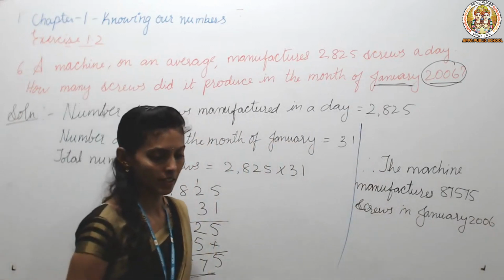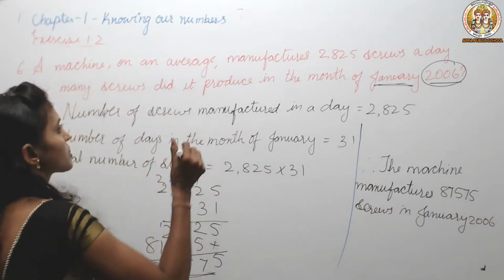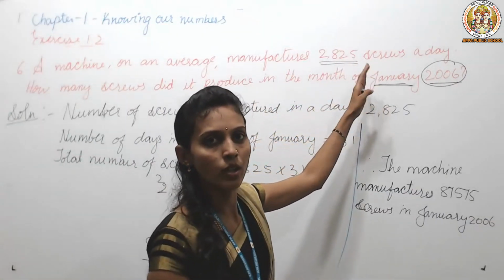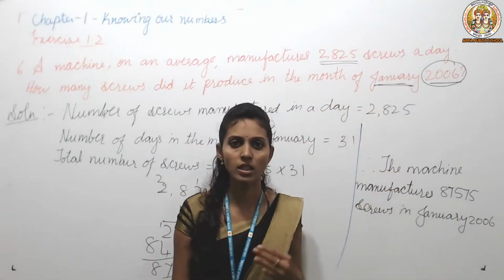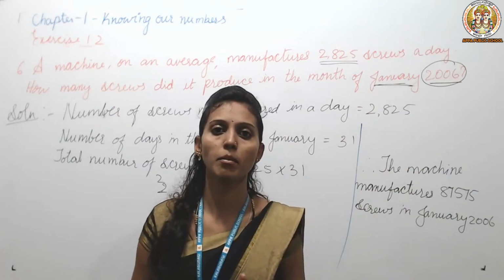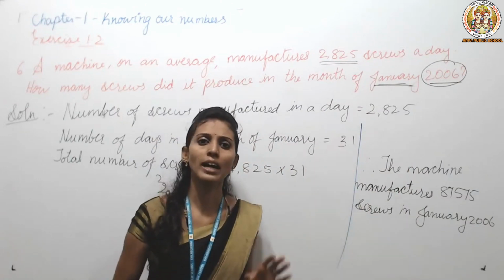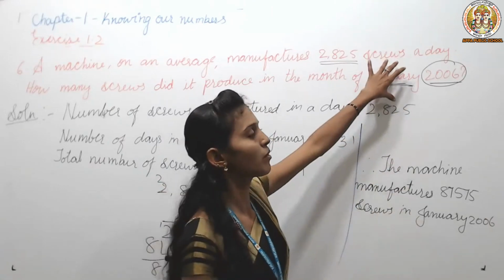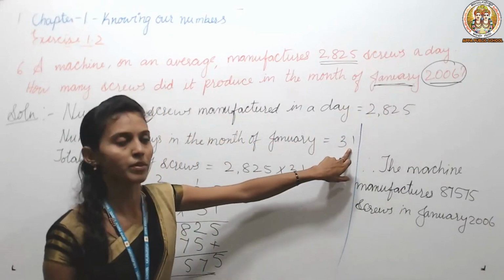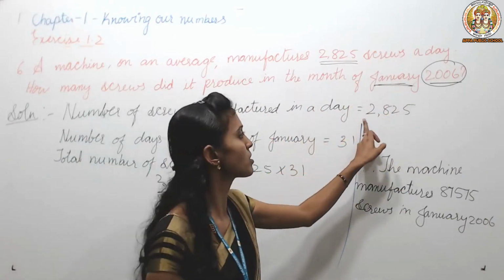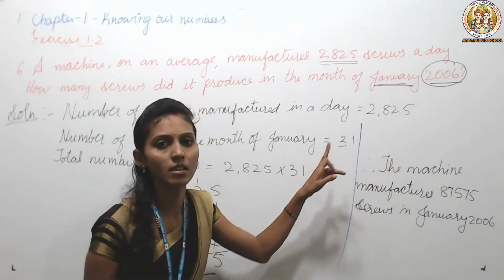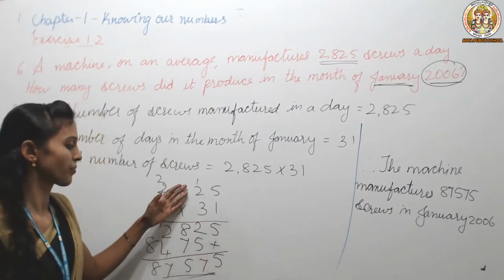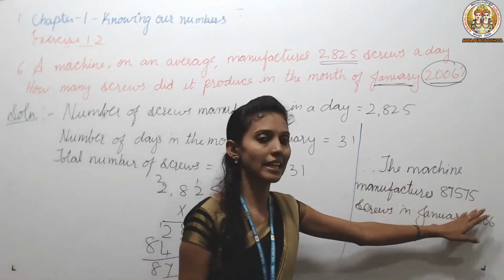Got it? See, the number of screws manufactured in one day is given, and the month name is given. We know the number of days according to the month, right? January, February, March, April, May, June, July. Every year, the number of days in the month of February changes. We know that, right? So when they give the month name, we can get the number of days. In one day, it can manufacture these many screws. Then in these many days, how many screws? That means we have to find the product. To find the product, afterwards we'll get the answer.